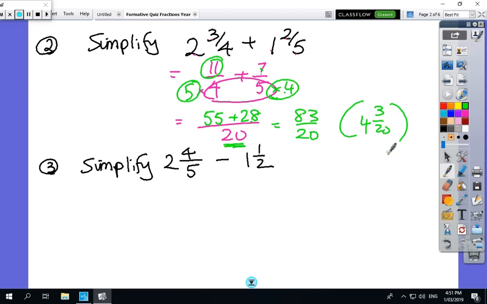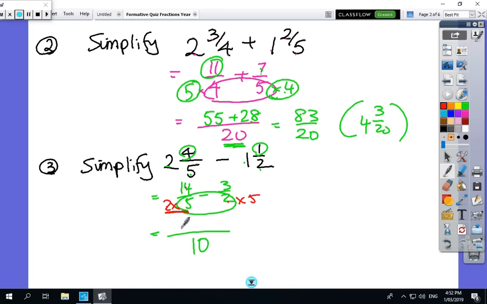Okay. In the next one, we've got 5 2s are 10, plus 4 is 14 over 5, minus 2 times 1 is 2, plus 1 is 3 over 2. The lowest common denominator of 5 and 2 is 10. So this time I've multiplied 5 by 2, and I multiplied 2 by 5. So whatever you do to the bottom, you do to the top.